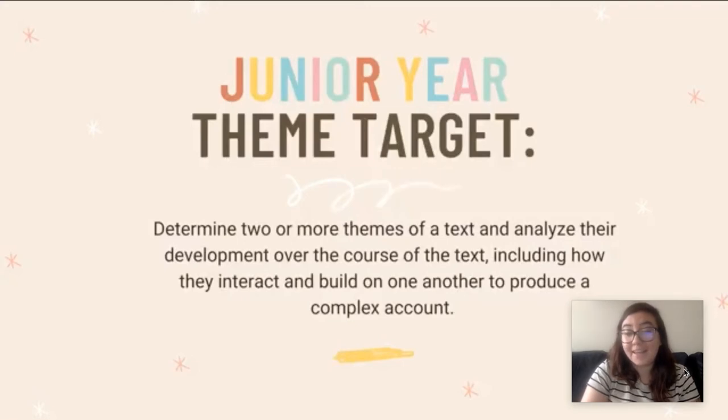What this is saying is that you have one pretty large theme in a book, and let's say for To Kill a Mockingbird, it's good versus evil. You're going to think about other smaller themes that help us have a better understanding of the theme of good versus evil, or give us a complex account of that theme.